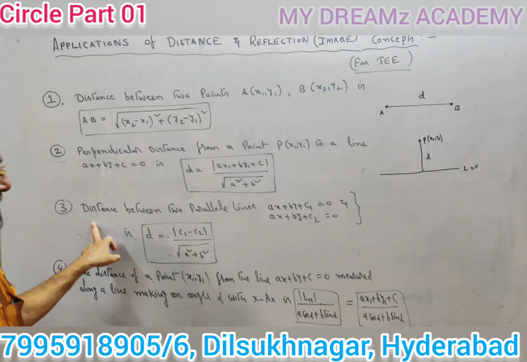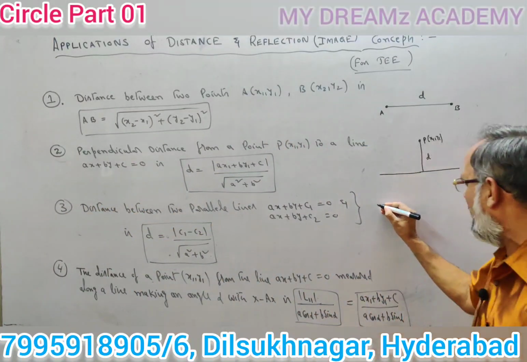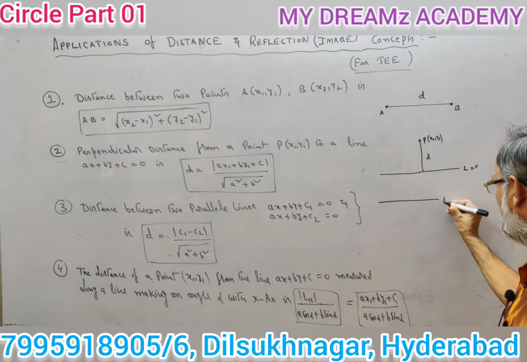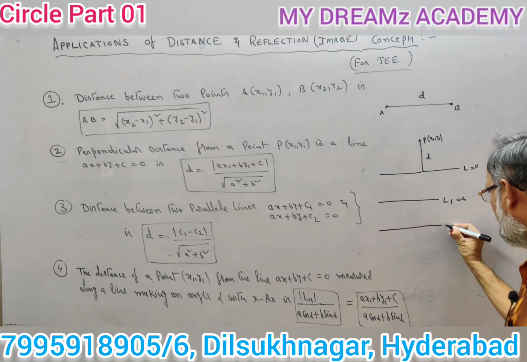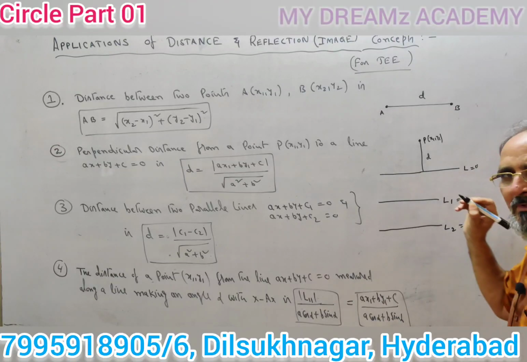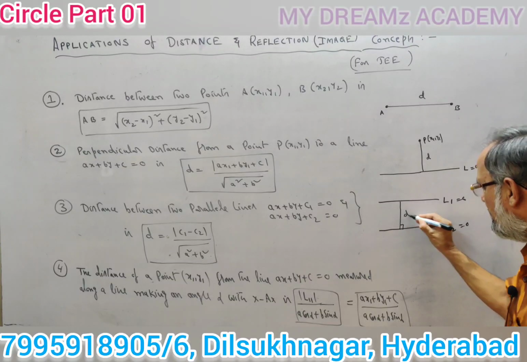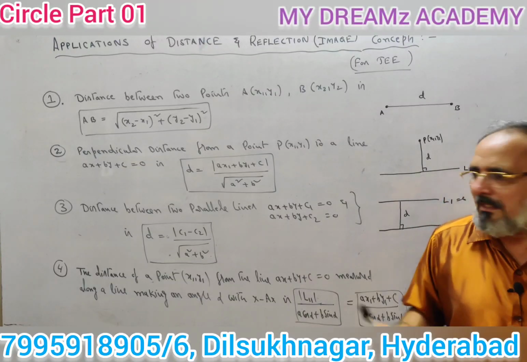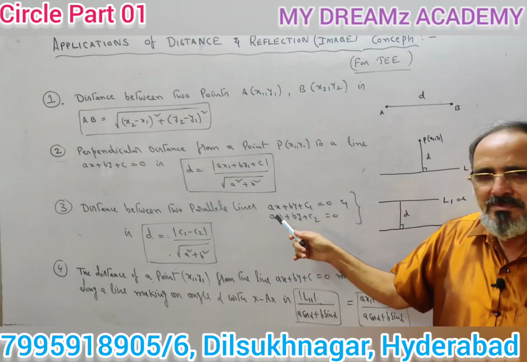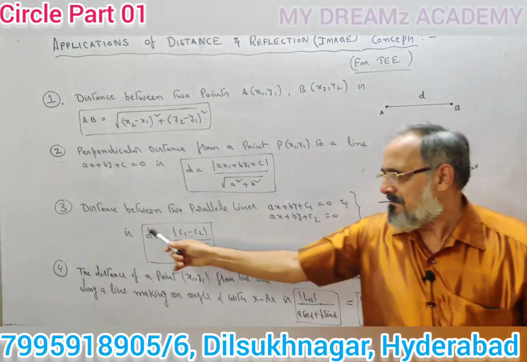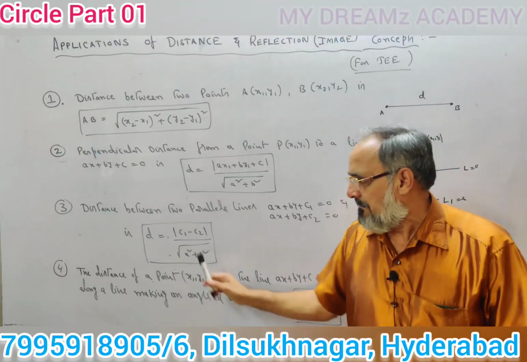Now we have the third one, distance between two parallel lines, meaning the shortest distance between two lines. One line is L1 equal 0, and another parallel line is L2 equal 0. Then comes the perpendicular distance or shortest distance between the two lines. The distance between two parallel lines Ax plus By plus C1 equal 0 and Ax plus By plus C2 equal 0 will be D equal to modulus of C1 minus C2 divided by root of A square plus B square.